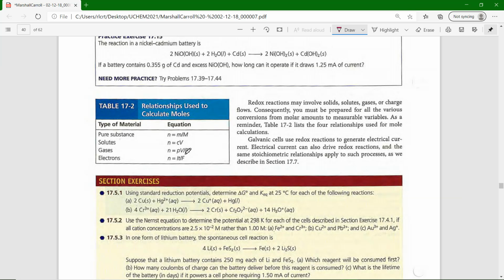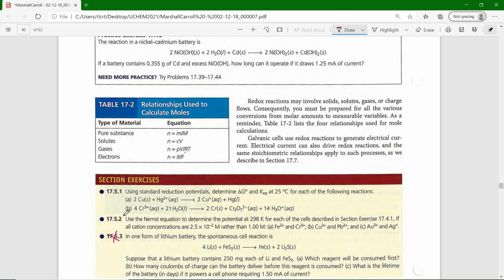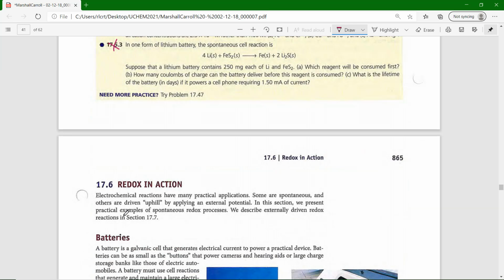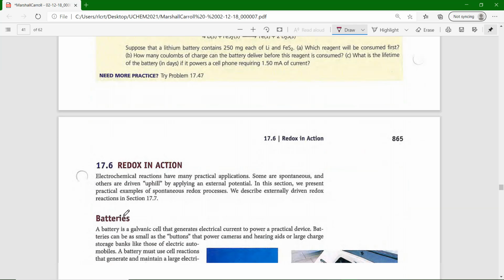Okay, section exercises you can do on your own, and don't worry about 17.53, that's just a mess. But these two you should be able to do, 17.51 and 17.52. Okay, I'm going to talk about the quantitative questions again in a minute or two.